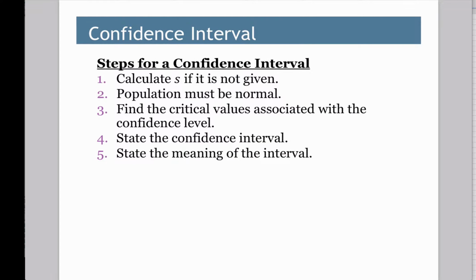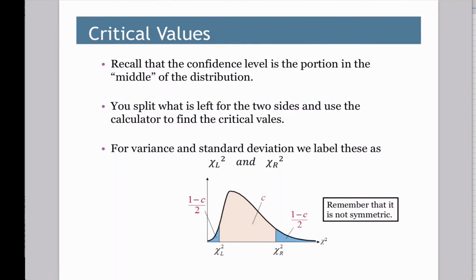So our steps for a confidence interval: if we don't have S or S squared, we need to calculate that from our sample. To be able to perform the test or to create the confidence interval, the population must be normal. Then we need to find the critical values, and then from there we can use the formula to find the confidence interval. All right, just a reminder, whatever your confidence level is, remember that always goes in the middle.